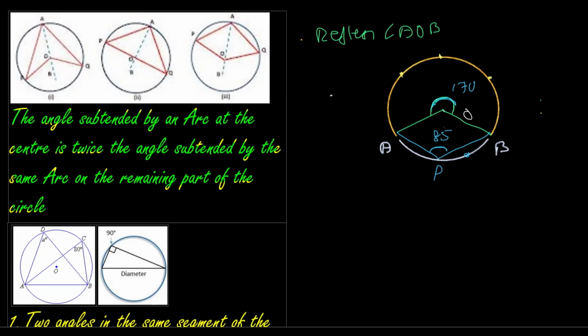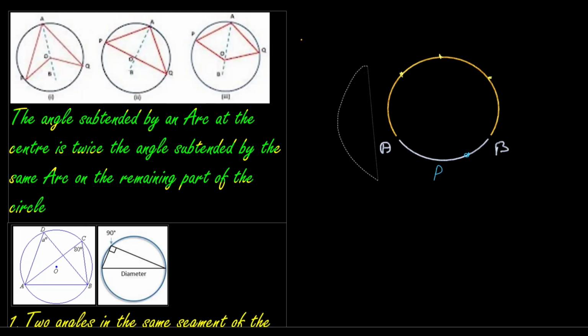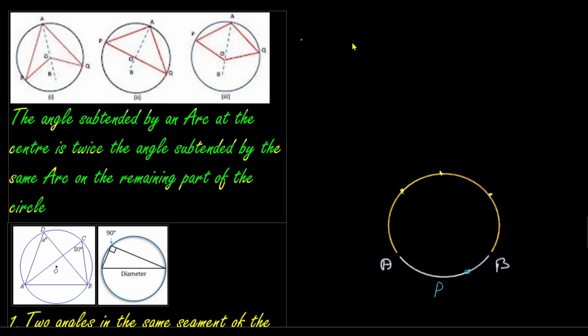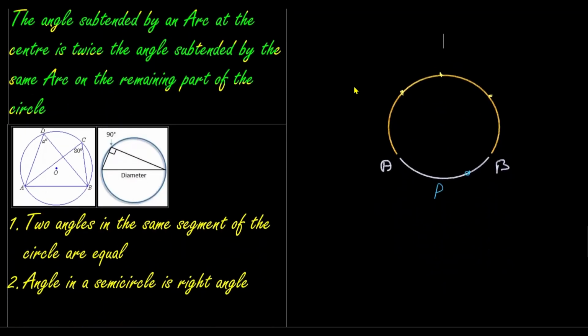This is the alternate segment property. Now, based on this alternate segment property, two more properties are derived. Let's figure out which are these two properties. From the same alternate segment, two more properties.